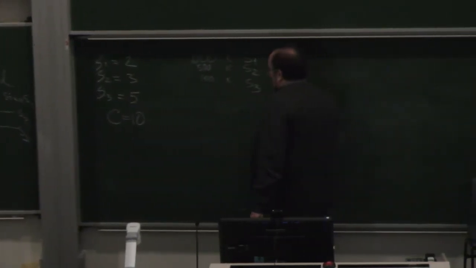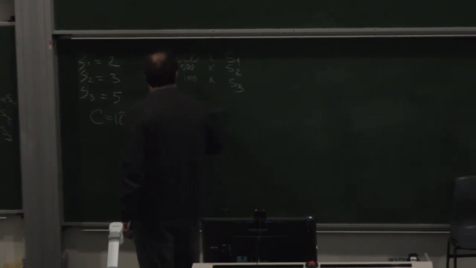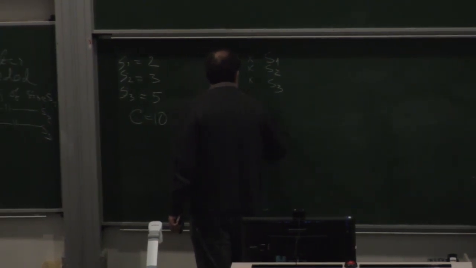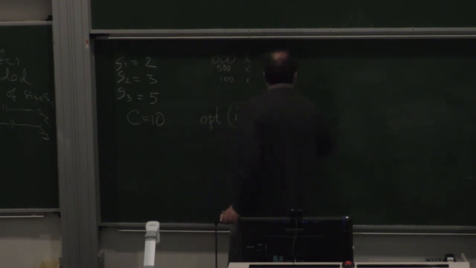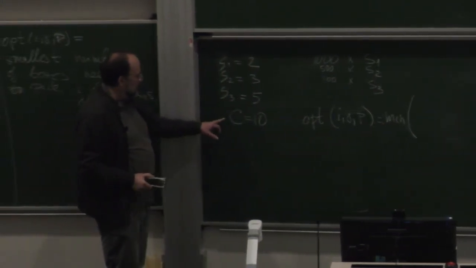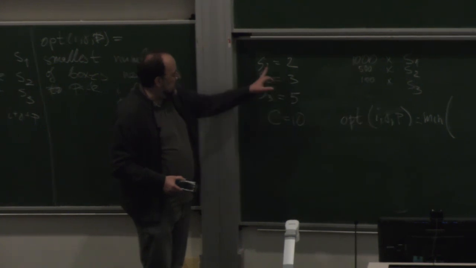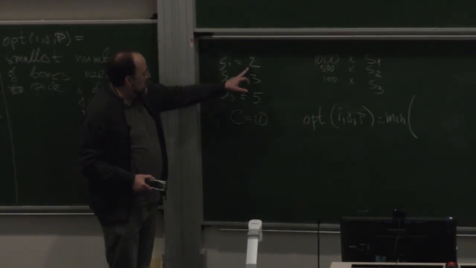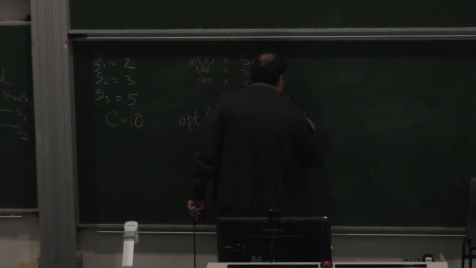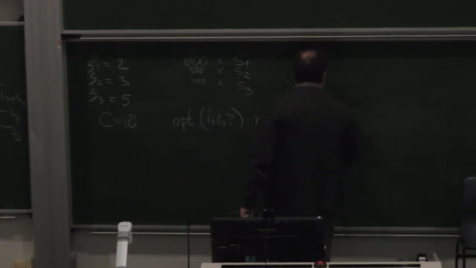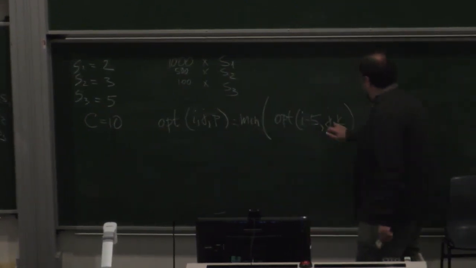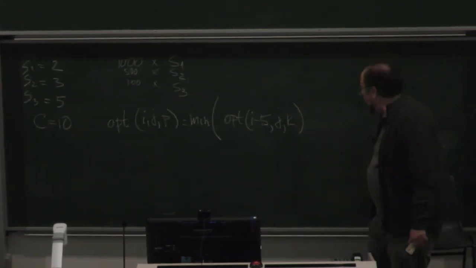So opt of I, J, P is equal to the min of the following. What did we say? First we try to fill the box entirely with objects of size S1. So this will be how many you can put, 5 of them, right? So this will be opt of I minus 5, J, P. So beta and gamma are 0 here, right?